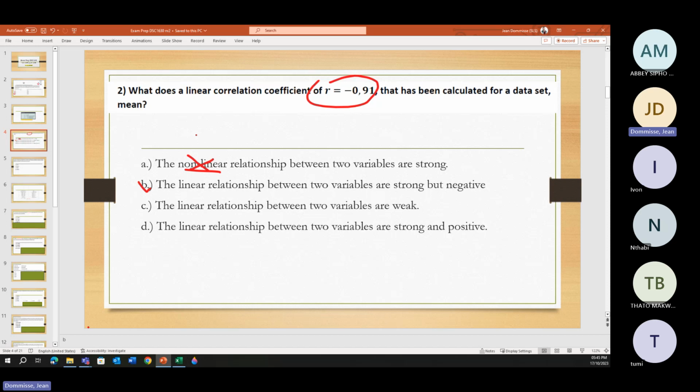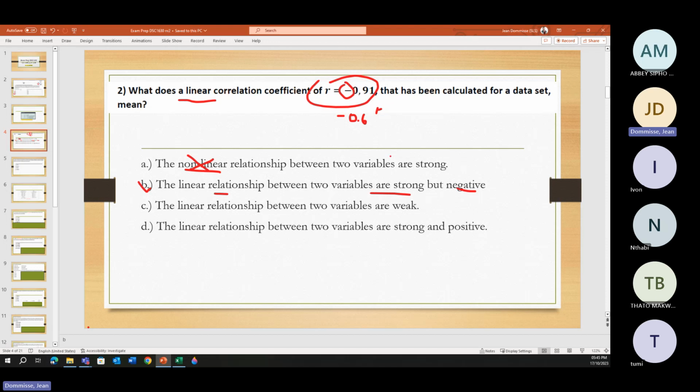It is a linear, so R, and they also tell you here linear correlation. So definitely linear relationship. It is strong, so anything from around 0.6 upwards, positive or negative, is strong. And then obviously there's negative with that. So spot on. Linear relationship between two variables are strong but negative.